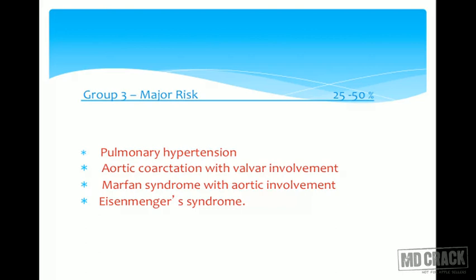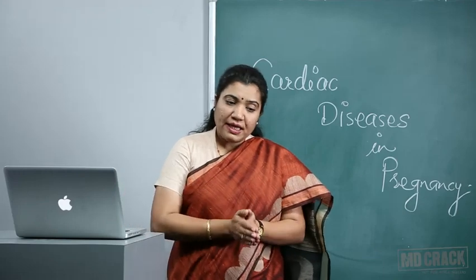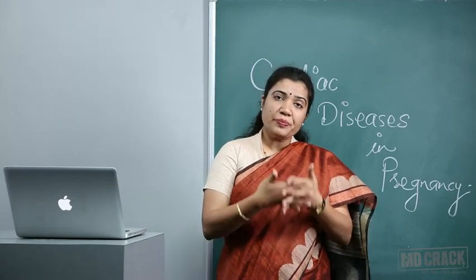Aortic coarctation with valvular involvement and Marfan syndrome with aortic involvement are the other two. So in that case, if we warn and counsel the patient, I don't think she would like to have a pregnancy. But suppose with such disorders the patient comes with a pregnancy, then there is scope for therapeutic termination.